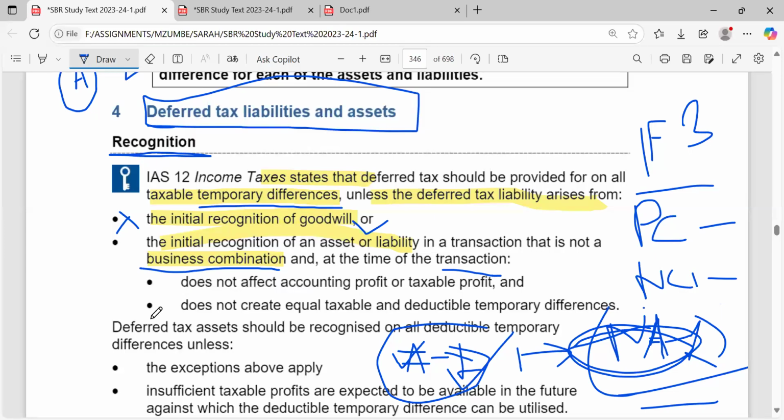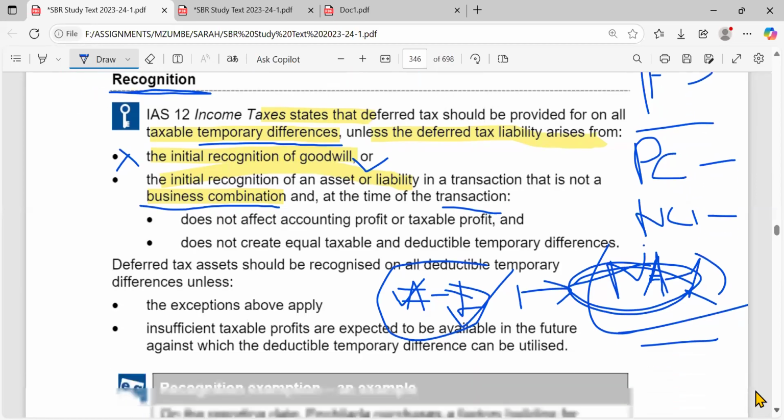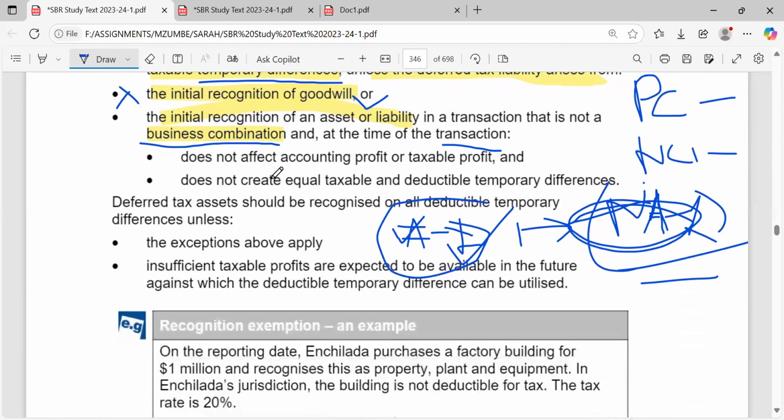Okay, deferred tax assets should be recognized on all deductible temporary differences. You know, we can have deductible and taxable. If something is taxable, it means you have a liability. If it's deductible, it means you have the asset, right? So that's why you say deferred tax assets should be recognized on all deductible.